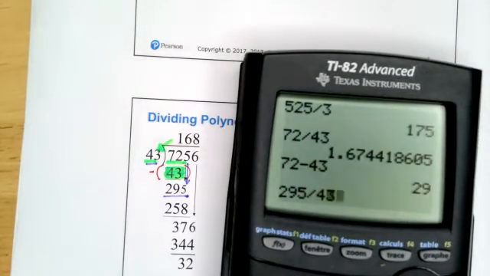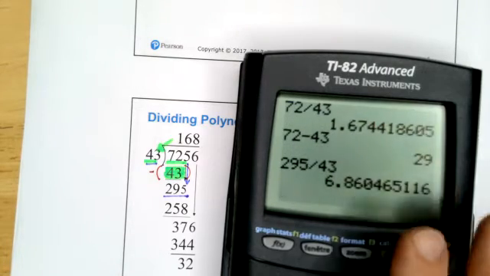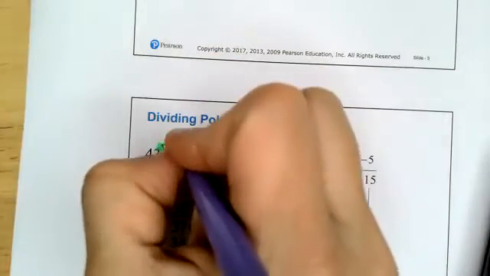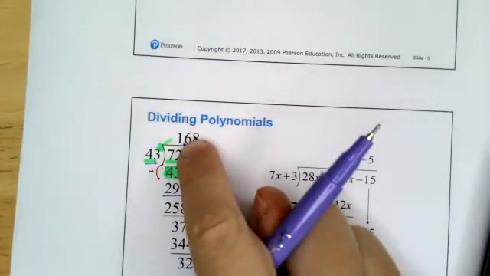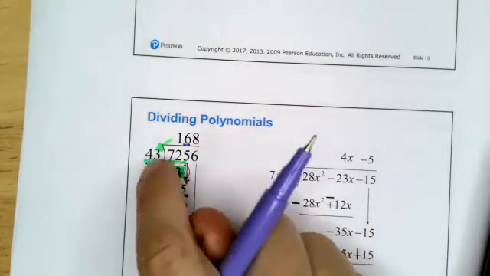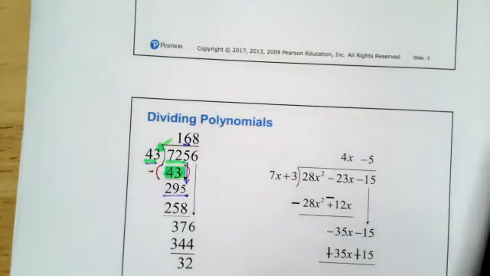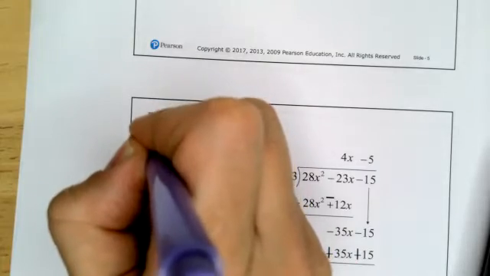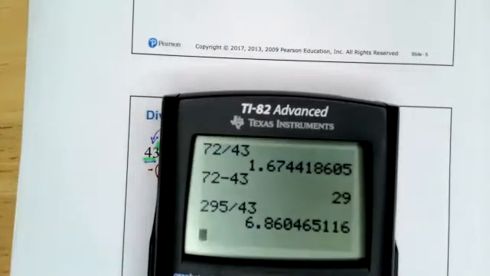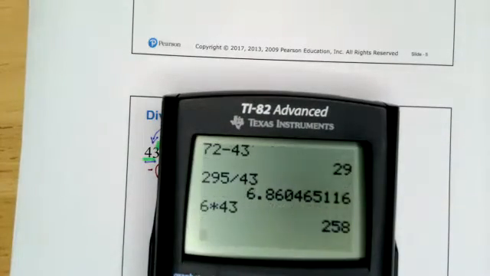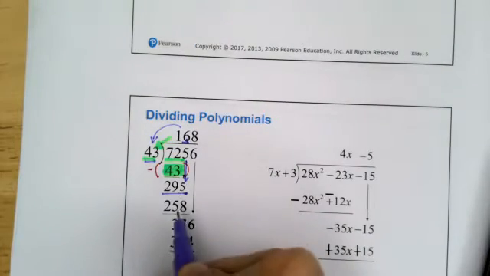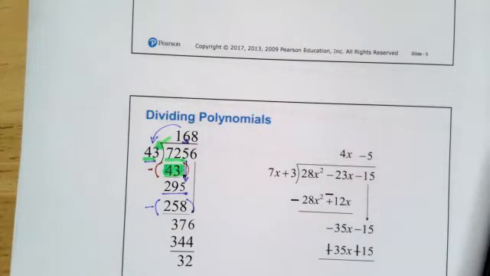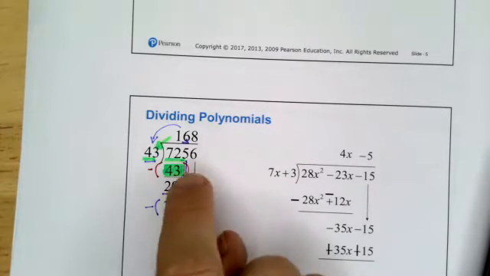295 divided by 43 is 6.8. Don't look at the decimal, just 6. Okay, so that's where we got this 6, because 295 divided by 43 gives us 6 and something. Now you take that 6, multiply it by the 43, and it's going to give you 258. That 258 is written right here, and we subtract it. Okay?